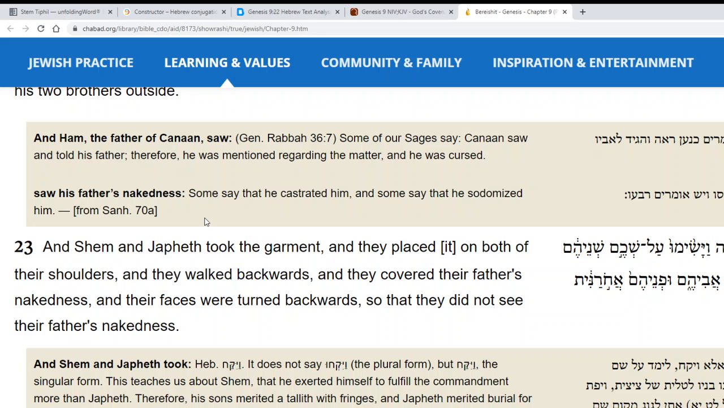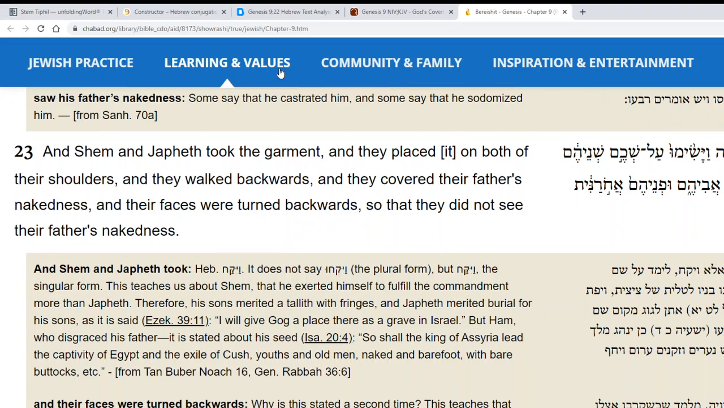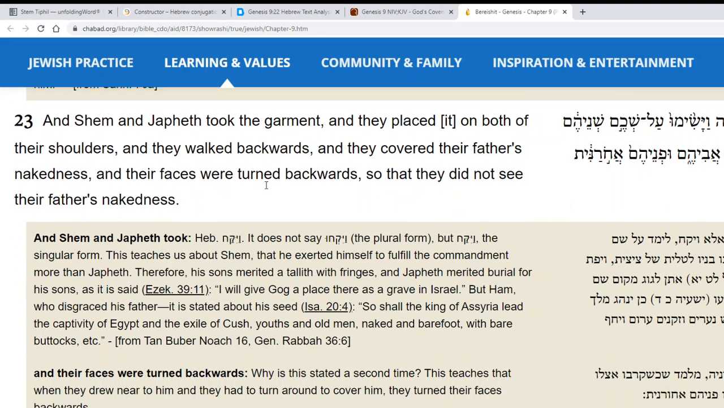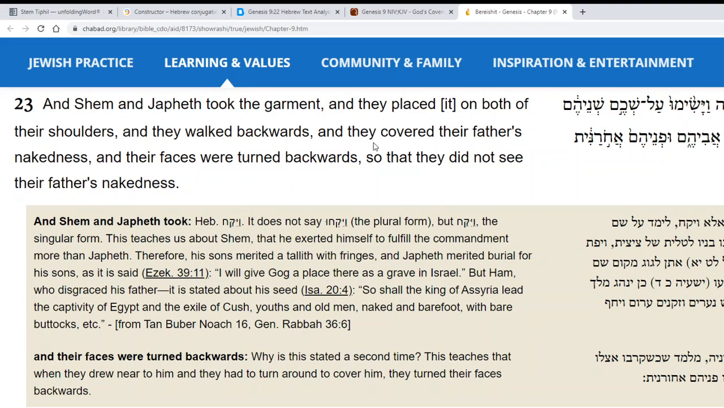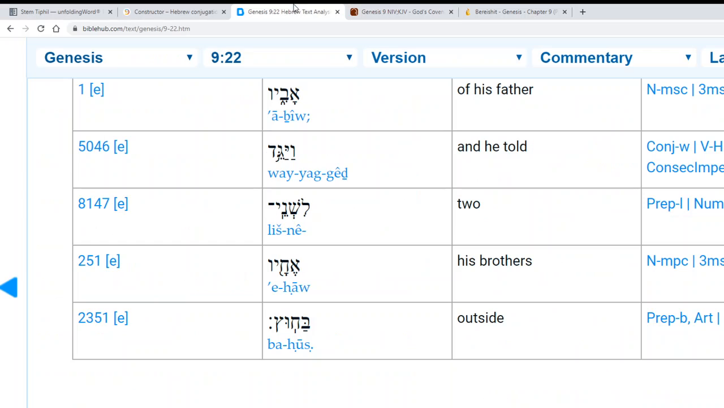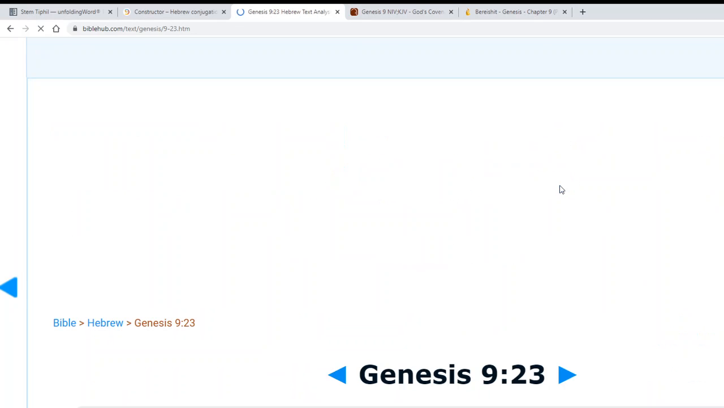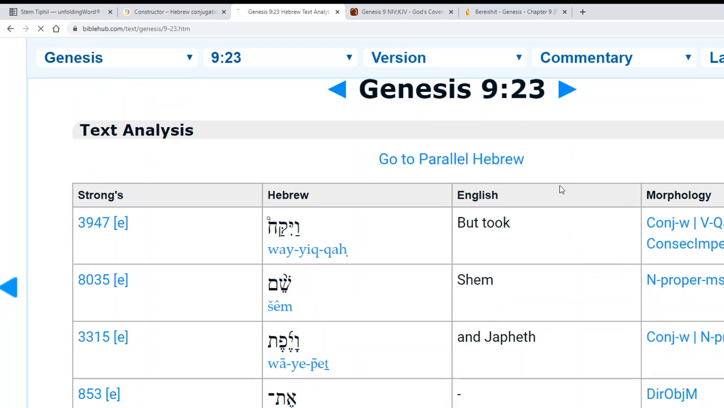And there are Rashis here, which you may want to look at. Okay. There are various interpretations of what happened there. Okay? Let's see. Verse 23.